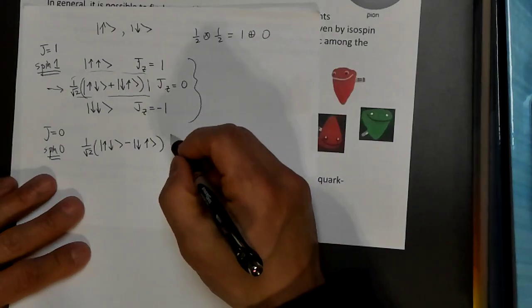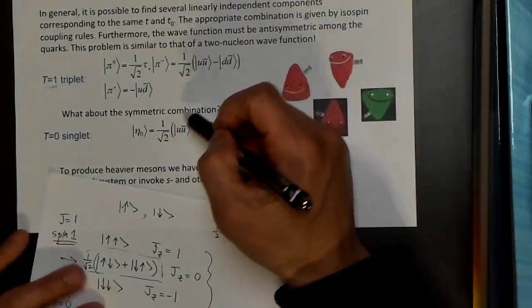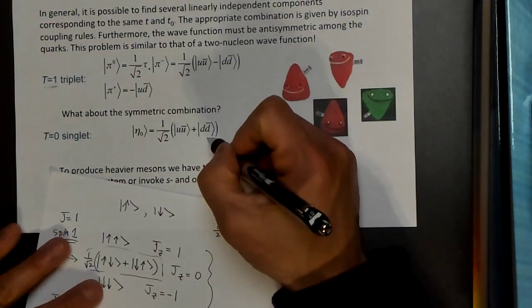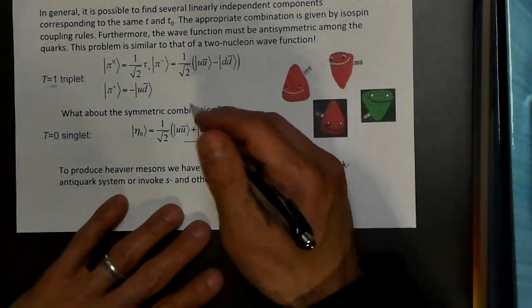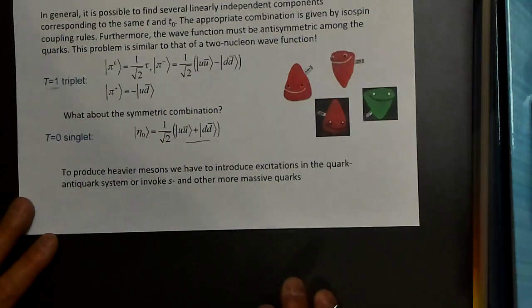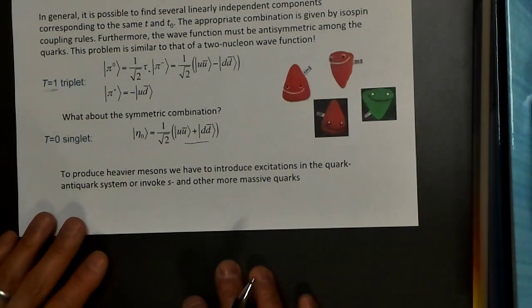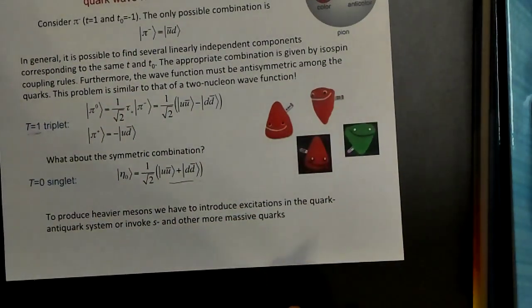But then there's one last combination that I didn't cover, and that's going to be the remaining combination like this here, which would be up with anti-up plus down with anti-down. All right. So next time we will continue this further and talk about the extension to 3 quarks, and that will be the work of Gell-Mann, where you include the up, down, and strange quark.